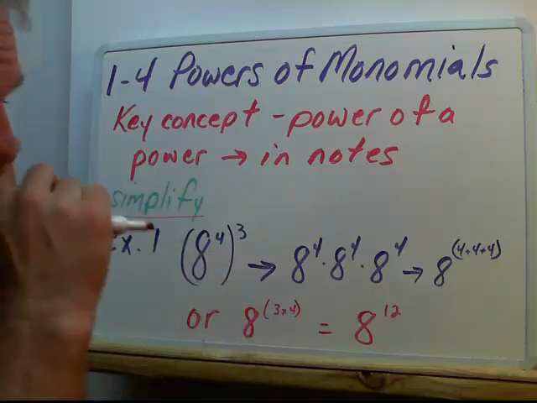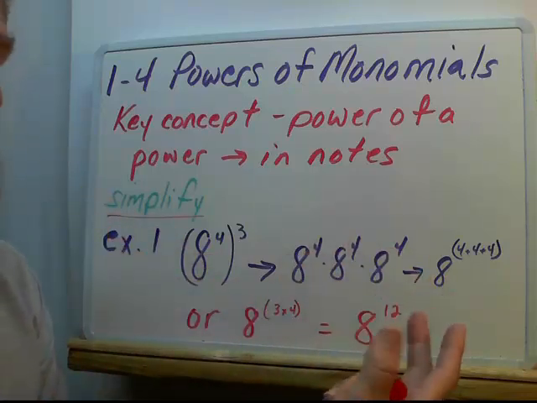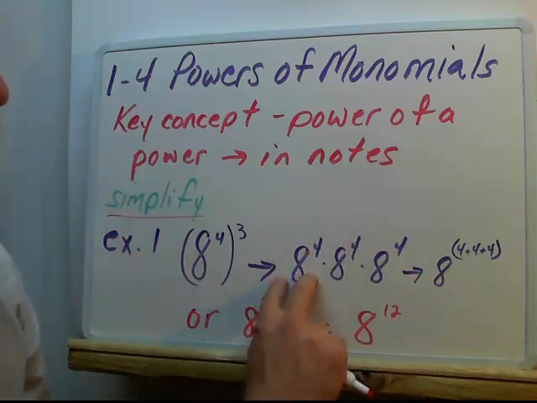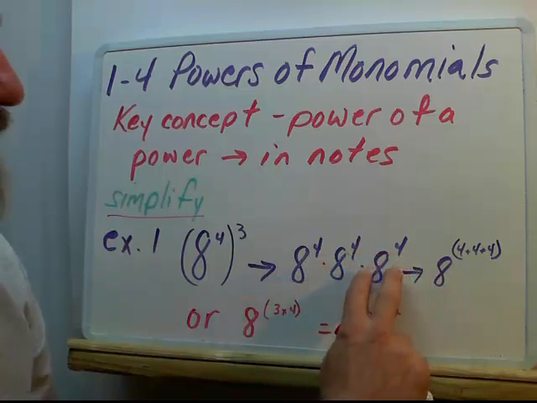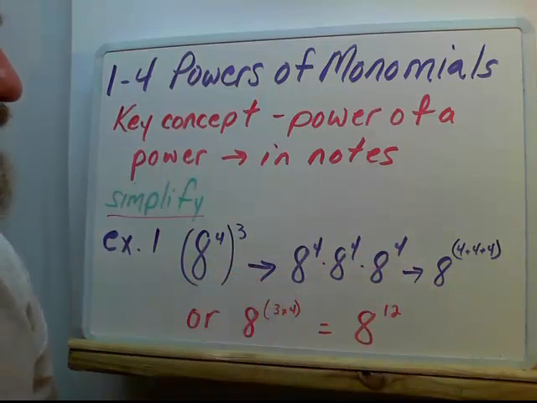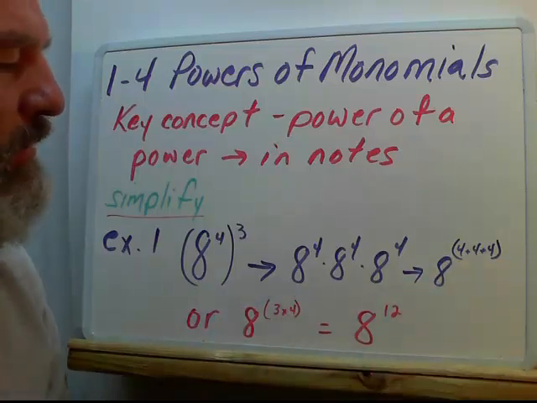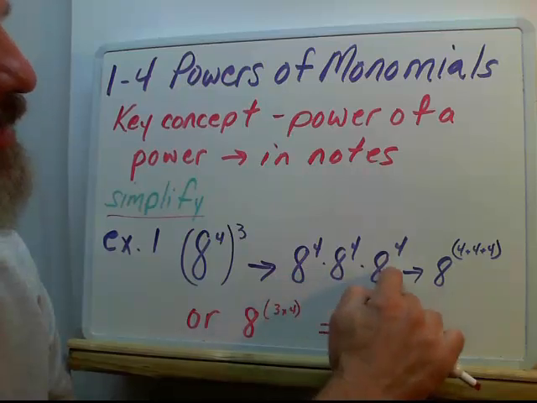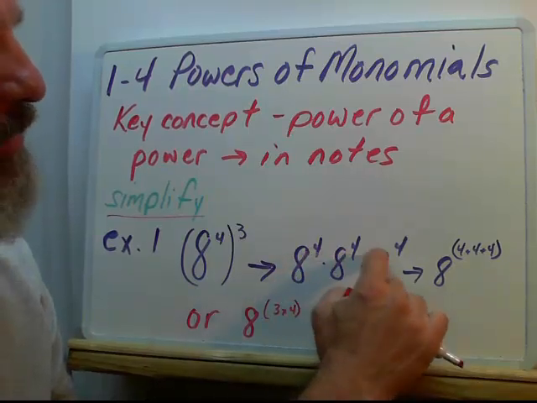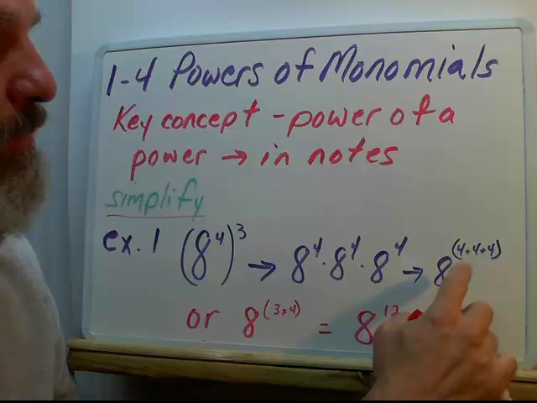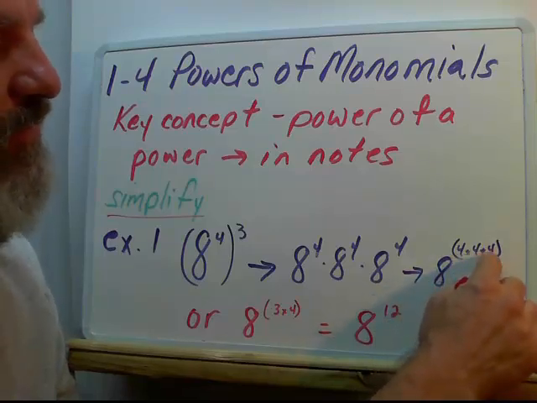The way I'd like you to think of that to start off with is we have 8 to the 4th power times 8 to the 4th power times 8 to the 4th power. That's what the 3 is telling us here. And then we can use our laws of exponents to say that since we're multiplying these 3, we're going to add up these 3. That was our first step. So this would be 8 to the 4 plus 4 plus 4.